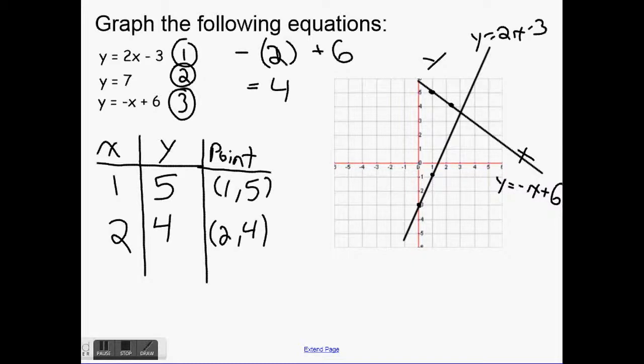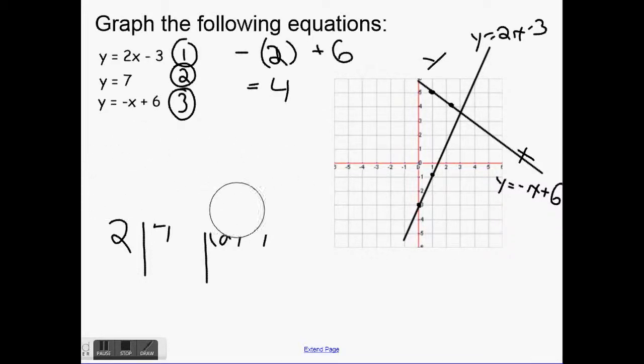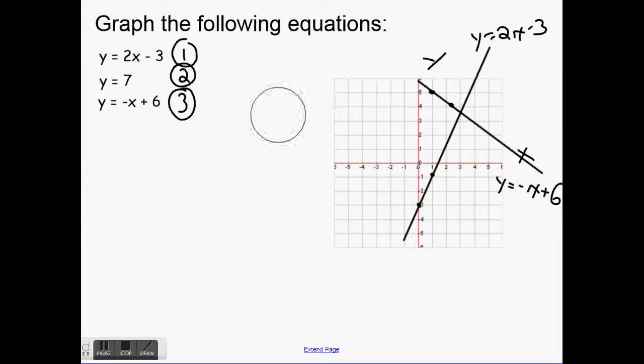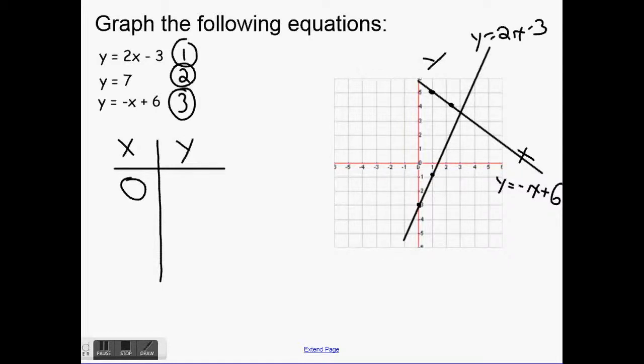Yeah. So the last one here, number 7. Y equals 7, sorry. This one is interesting. So again, for the same question, I'm going to make a table. Okay, so x and y. But there's no x. So, when x is 0, what is y? 7. When x is 1, what is y? 7. When x is 836, what is y? 7. So y never changes.